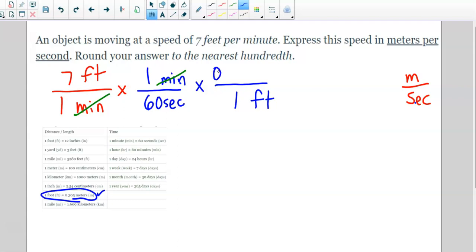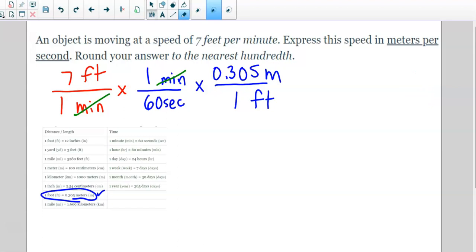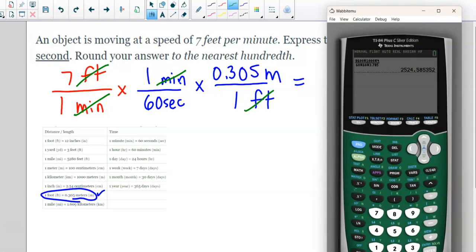1 foot, 0.305 meters. Well, this was a fast one. Not much to convert here. So now I have feet canceling with feet, and now all I need to do is get my calculator out. So I am going to just set up my fraction just like I see on my paper, because it's just so much faster that way.